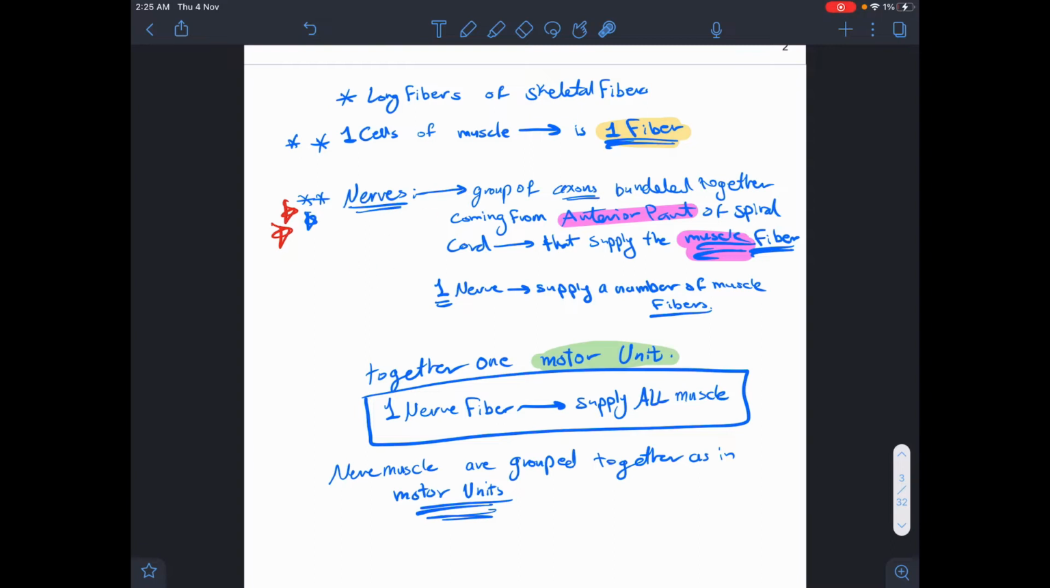And a nerve is a group of axons bundled together coming from the anterior part of the spinal cord. A motor nerve is going to supply the muscle fiber. One nerve can supply more than one, like 2 to 3 or a number of muscle fibers. If one nerve fiber is supplying a number of muscle fibers, this is what we call a motor unit. Motor unit, وحدة متماسكة. This is a motor unit.